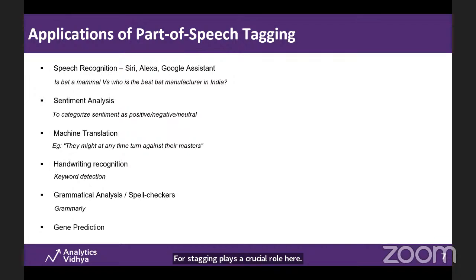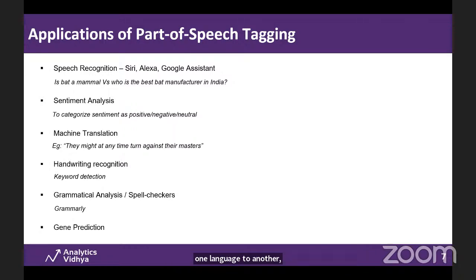They might at any time turn against their masters. So if you look at this sentence, the word against is a particle here. If you combine it with the word turn, turn against, it becomes a verbal phrase indicating distrust. So basically, if you're converting this from one language to another, POS tagging is very important.